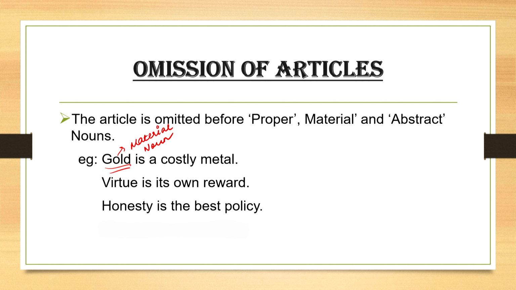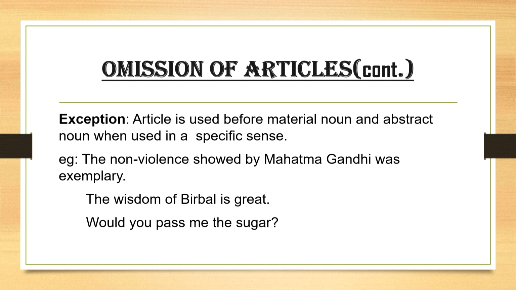Next, example, virtue is its own reward. So, virtue is your abstract noun. Hence, again article be omitted before virtue. Next, honesty is the best policy. Again, honesty is your abstract noun. Now, next, exception, article is used before material noun and abstract noun when used in a specific sense.